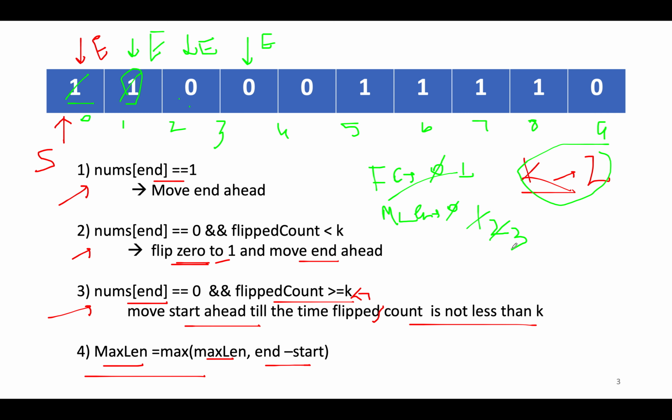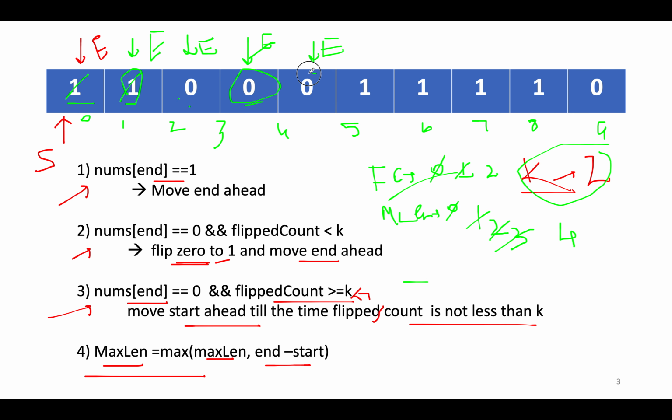Let's continue the process. The current element that we have at the end pointer is 0, and again we will check whether the flipped count is less than k or not. 1 is less than 2, that means we still have scope to toggle the current 0. What we are going to do is update the flipped count to 2 and move ahead with the iteration. So E gets updated to 4. End pointer gets updated to 4. Now we will check the current length. Current length is end minus start. 4 minus 0 is 4. The max length variable gets updated to 4.